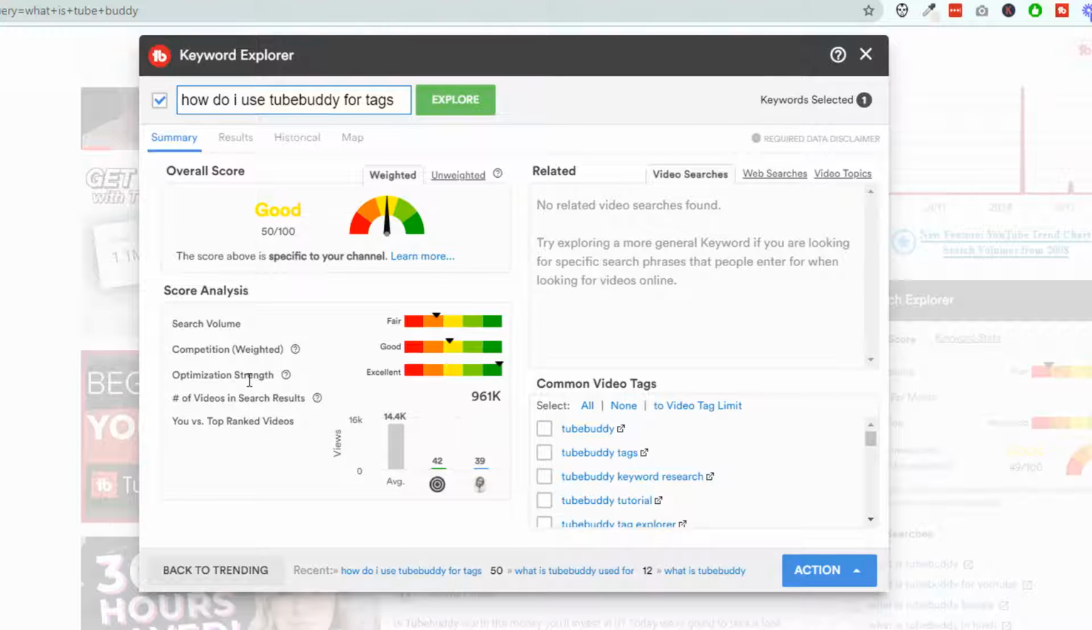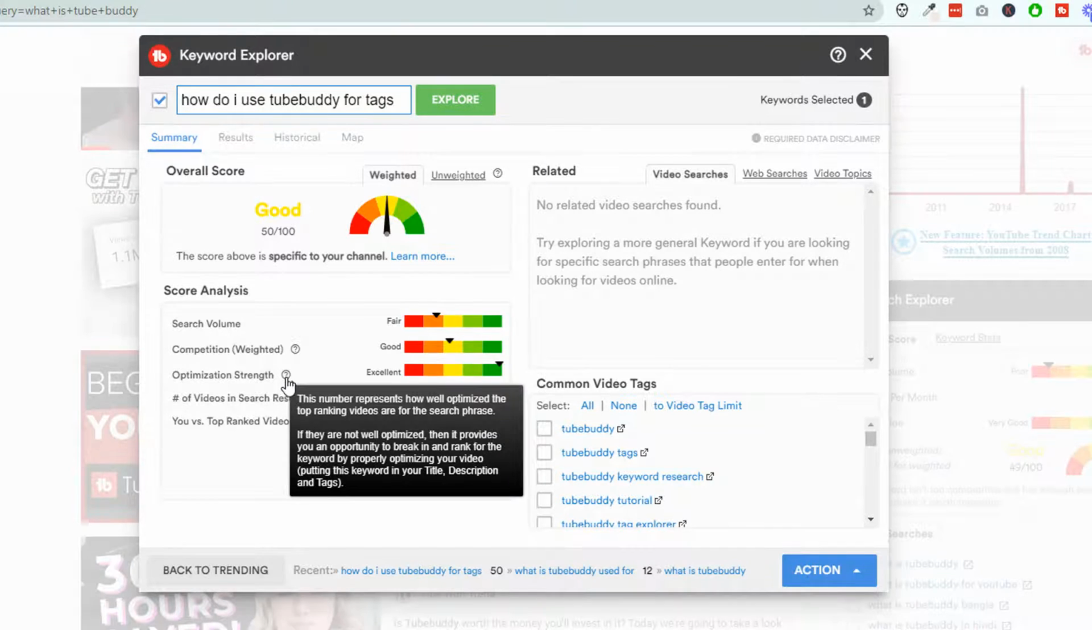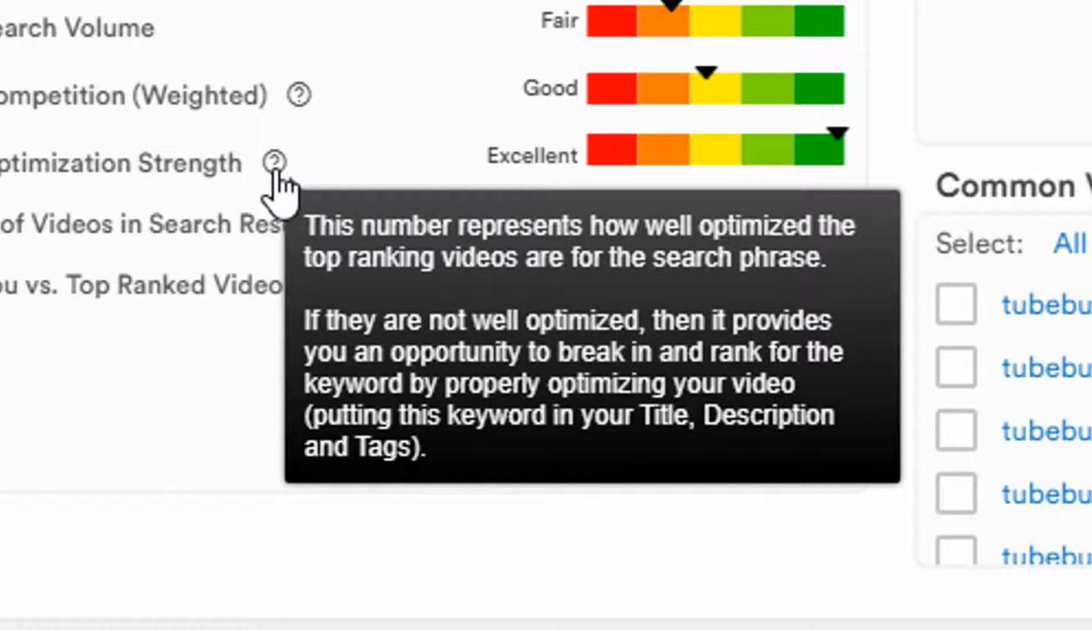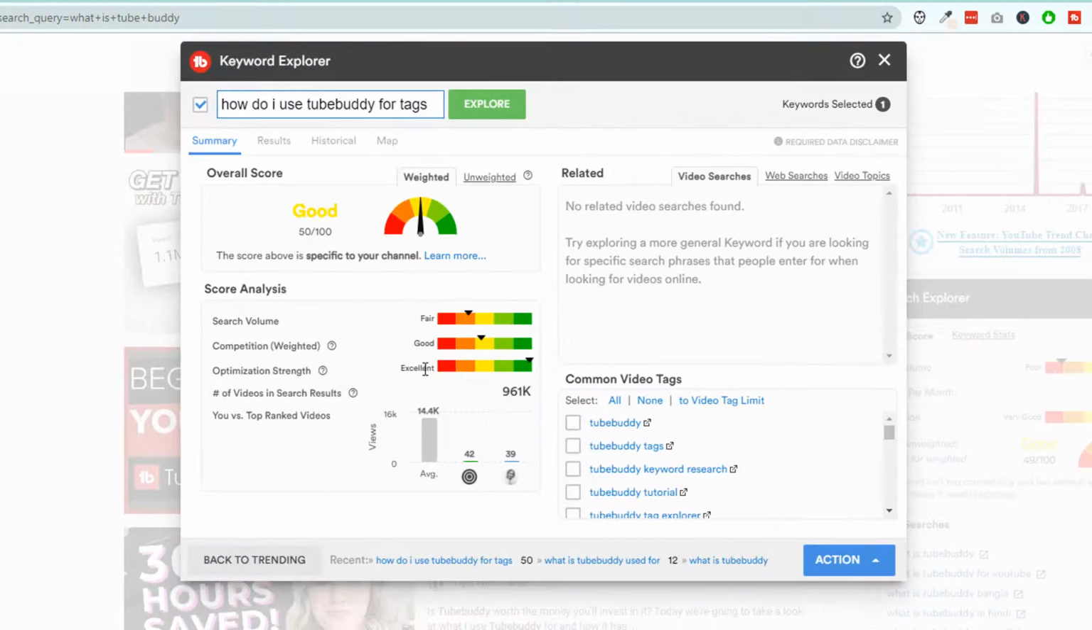Because I'm looking at the optimization strength, and when you read their little mouse over, it says this number represents how well optimized the top ranking videos are for the search phrase. If they are not well optimized, then it provides you with an opportunity to break in and rank for that keyword by properly optimizing your videos. So the question is, if it says excellent, is your opportunity excellent? Or does that mean the videos you're up against are already optimized in an excellent way? So which way is it?